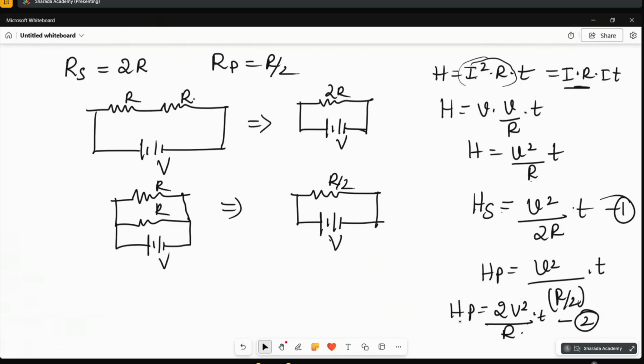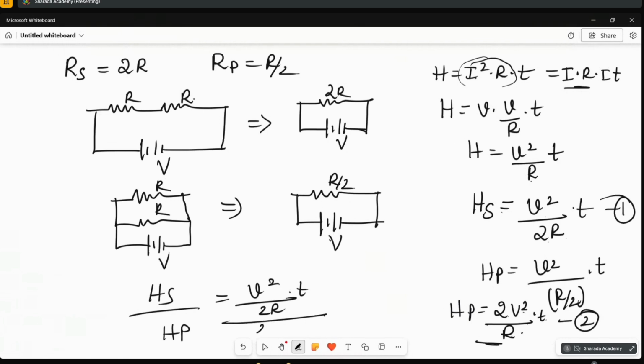Parallel, because current increases. Parallel circuit. See here, 2V square by R into T. Here V square by 2R into T. So now he is asking to find the ratio of Hs by Hp. Hs is V square by 2R into T, whole thing by 2V square by R into T.